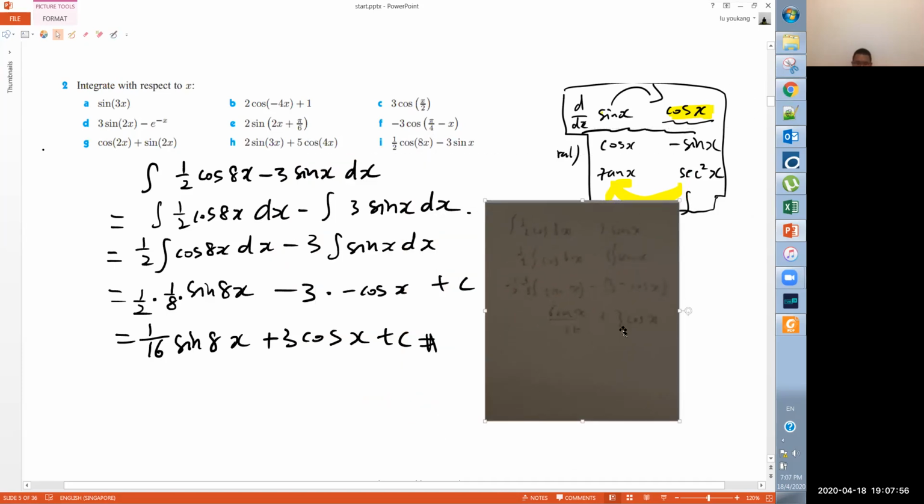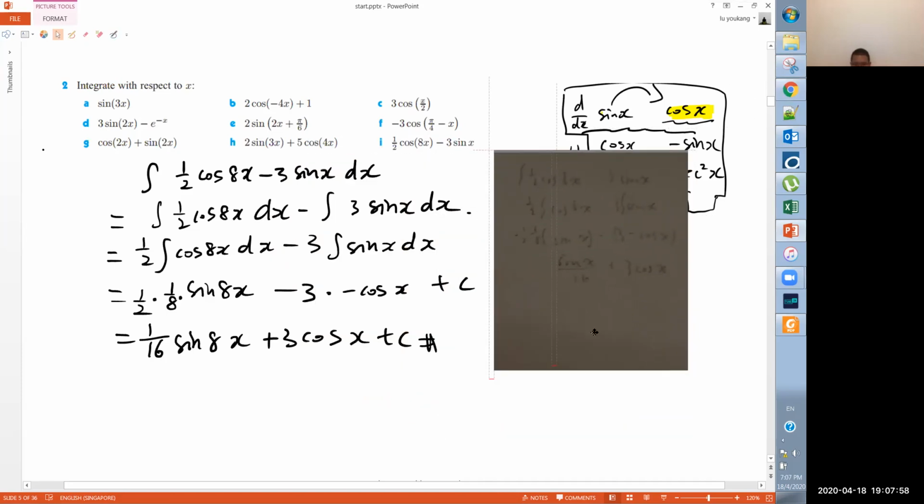The reason is, if you look at your answer here, this is clearly wrong. You're supposed to have sine 8x, okay? And of course, then you're supposed to have your plus c, because we are talking about indefinite integral here. So you're supposed to have this plus c here. Okay, good.